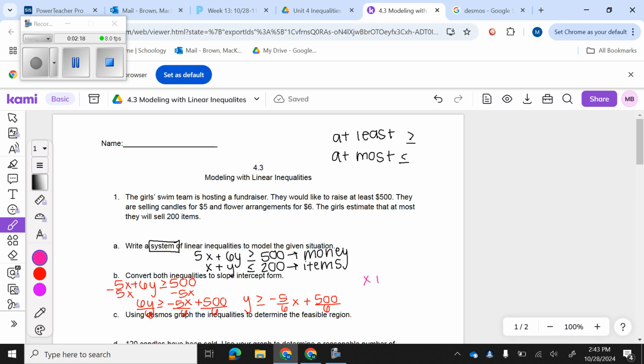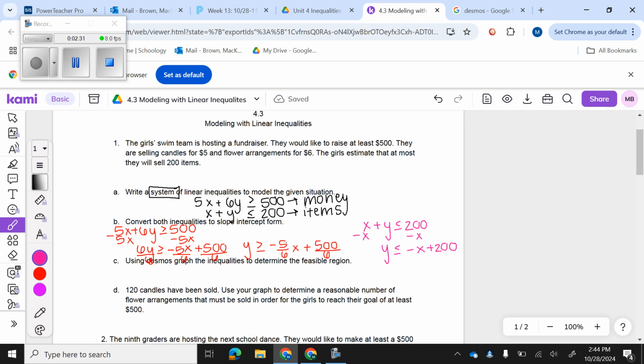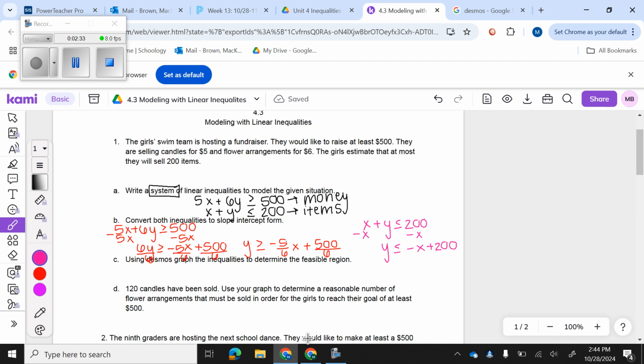Now I got to get my other equation in slope-intercept form. It starts with x plus y is less than or equal to 200. I want this y by itself, so I'm going to subtract x from both sides. And I'm going to have y is less than or equal to negative x plus 200. All right, well, it's your lucky day. It does not want you to physically graph this. It wants you to go put these two inequalities into Desmos.